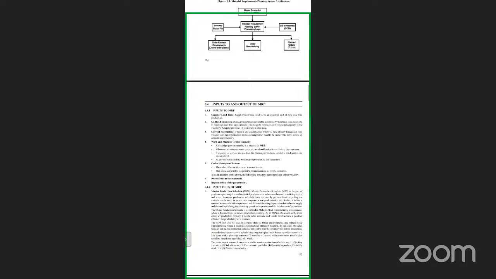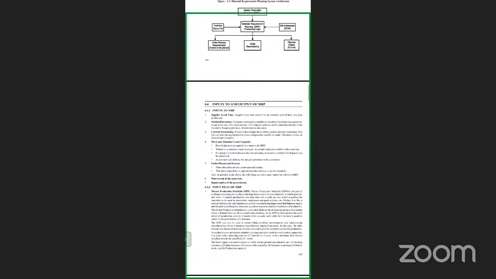Next one is current forecasting. Here, if there is any knowledge about what you have already done or forecasted, this can alert the organization to make changes that need to be made, and this will help to line up demand and inventory. Work and machine center capacity. Knowledge of capacity is a must to do MRP, and whenever a customer wants material, we should make it available to the customer. Another one is order history and season. So there are some seasonal trends. As per that, the customer demand has to be met.